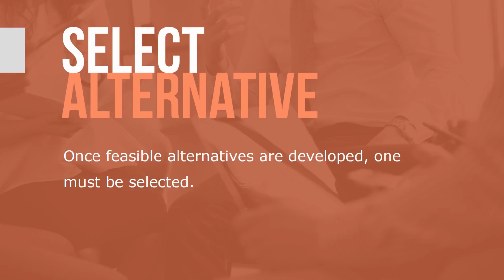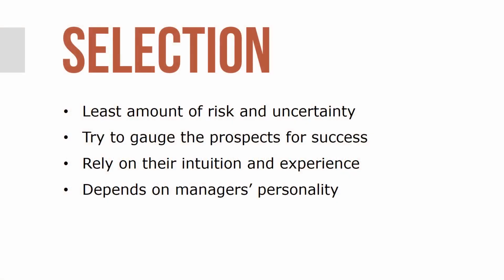Once feasible alternatives are developed, one must be selected. In this stage, managers try to select the most promising of several alternative courses of action. The best alternative solution is the one that best fits the overall goals and values of the organization and achieves the desired results using the fewest resources. Managers want to select the choice with the least amount of risk and uncertainty.